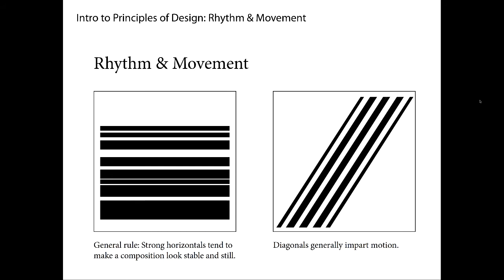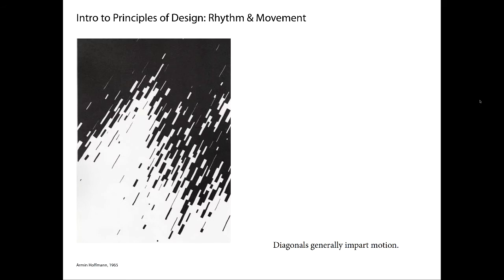A general rule is that strong horizontals, as shown on the left, will make the composition look very stable and still, and that's not a bad thing. A lot of times you want a very stable, very calm and peaceful composition. That's wonderful. Just think of a sunset on the ocean, right? That's a lot of horizontal lines there. Very calm, very peaceful. Diagonals will impart motion. Now, if that's your goal, you want to impart motion, put in diagonals.